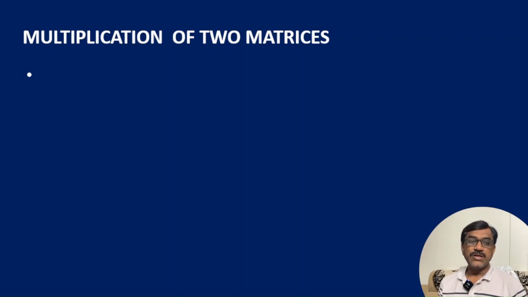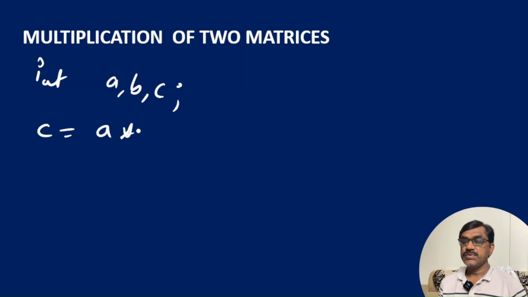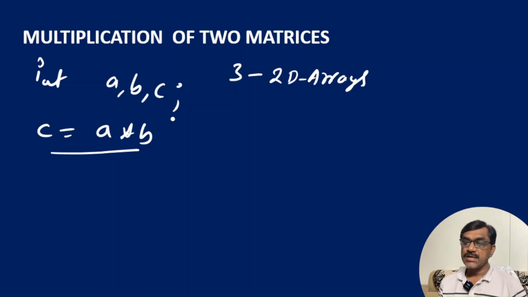We know for multiplying two numbers, like I said in the previous classes, if you take three variables, integer a, b, c, and we write c equals a into b, this is the general procedure to multiply two numbers, and we are storing the result in the variable c. Similarly, for the multiplication of two matrices, we need three two-dimensional arrays, like we discussed in yesterday's class.